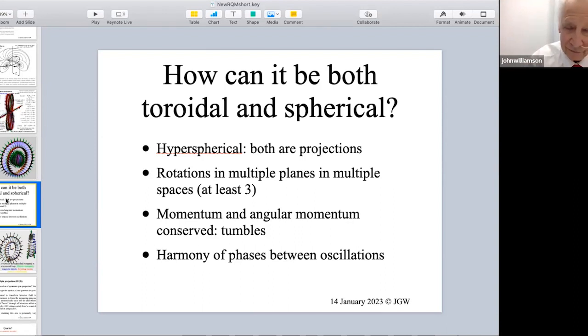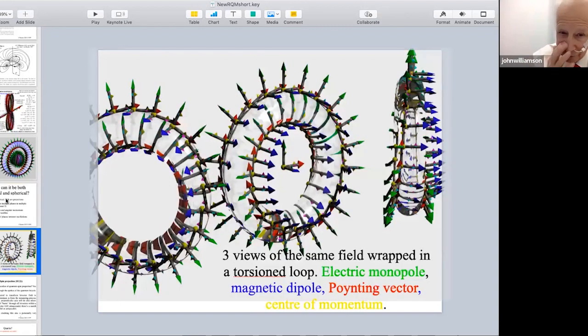So here is why it can be both toroidal and spherical, basically because they're both projections of a hypersphere. Here are three different views of the thing as it tumbles, three views of the same field.